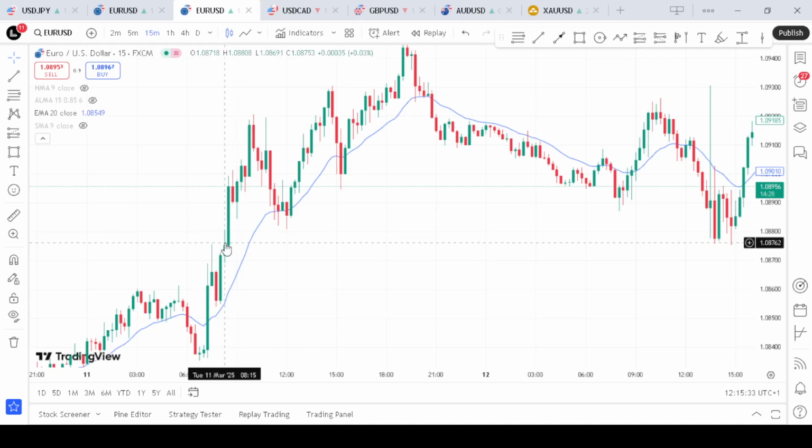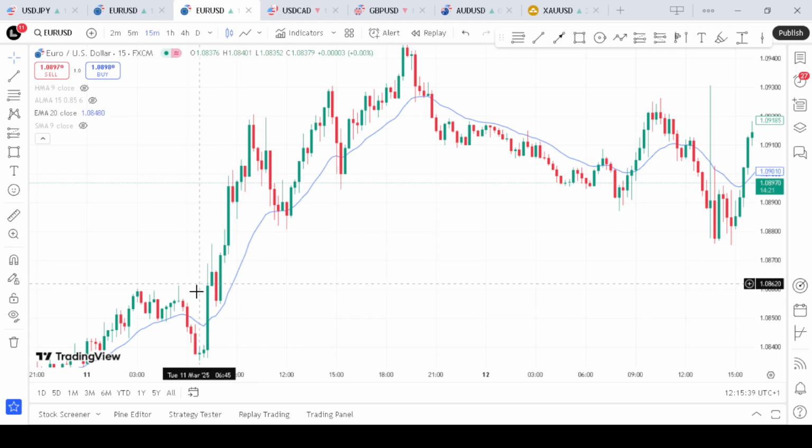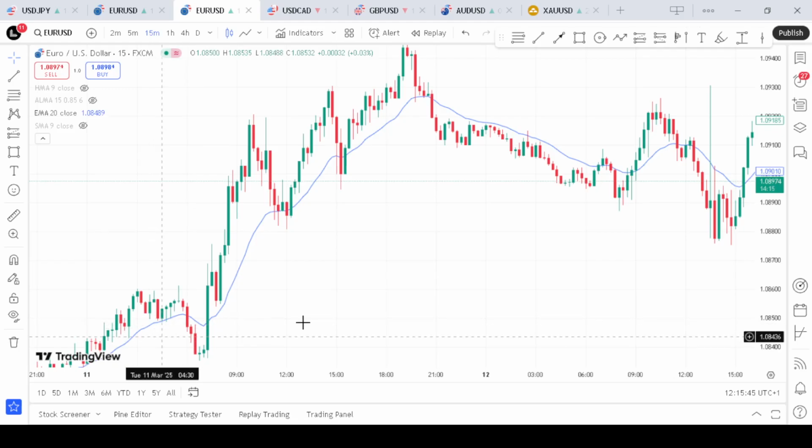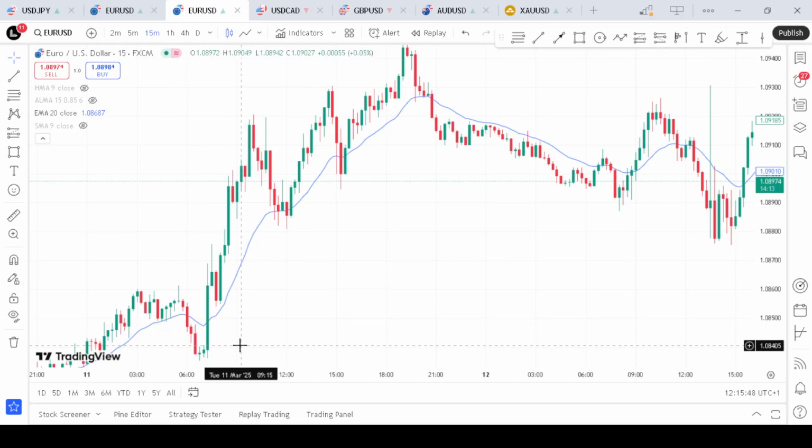However, like all moving averages, the EMA is not perfect. In choppy or sideways markets, it may produce false signals due to its sensitivity, and to counter this, traders often combine it with indicators such as the RSI or the MACD.